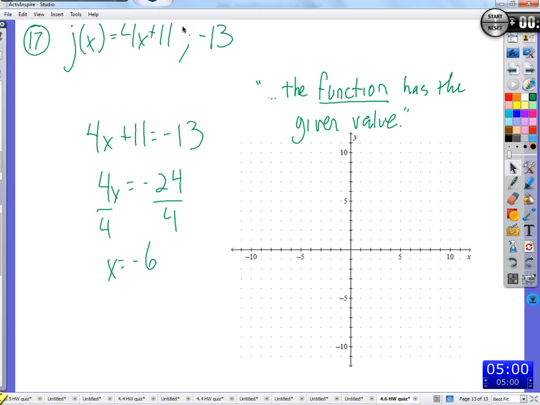Need a reminder, you go back to 4.5. Notice something, you didn't even draw the axes. So drawing axes would be good to start with. Real quick, we have mx plus b here. Our b is 11, y-intercept of 11, slope is 4, up 4 over 1. Let's come this direction, 4 over 1, over 1. Negative 6, comma, negative 13.